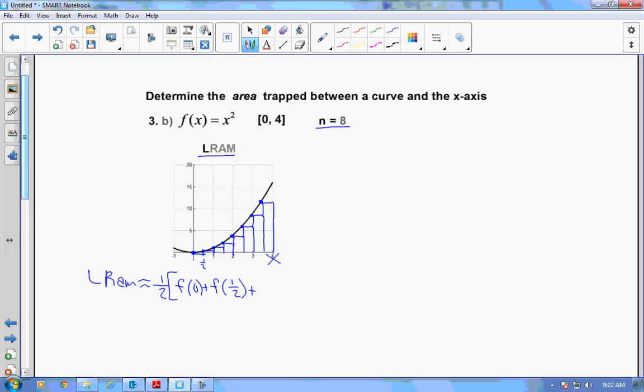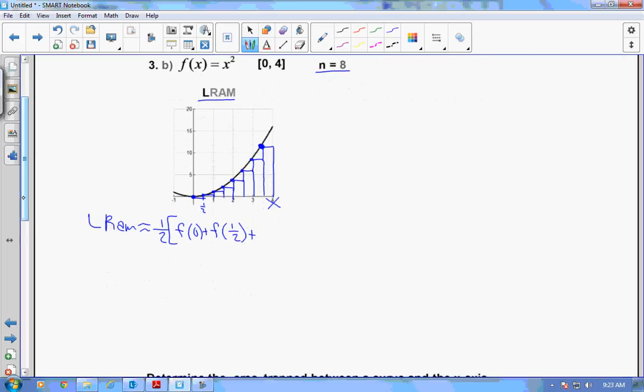You're not using it. It's the right endpoint, right? We're using the left endpoint. So the final left endpoint is actually 3.5. Okay? Now, had we done the right side, we wouldn't use 0. We would start at 1/2 and extend until 4. So make sure your beginning one and your end one are correct.